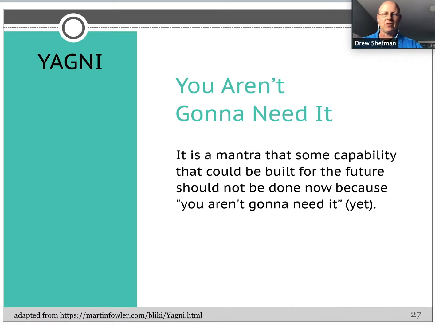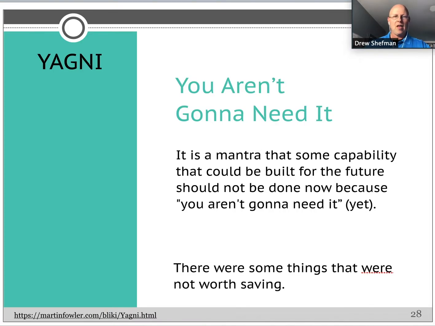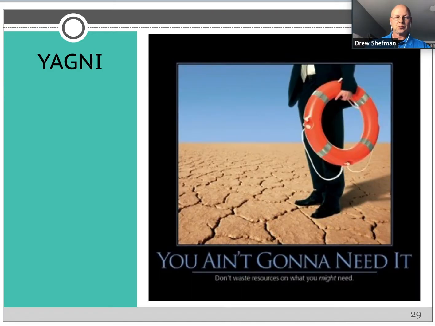Another concept that occurs fairly easily is YAGNI, or you aren't going to need it. This is the mantra that some capability that could be built for the future should not be done now because you aren't going to need it yet. And there are just some things that are not worth saving. Here's a picture of that. Don't waste resources on what you might not need. Again, we saved a lot of stuffed animals that we could have easily gone without. If they had disappeared during the flood, our kids wouldn't have been that upset.